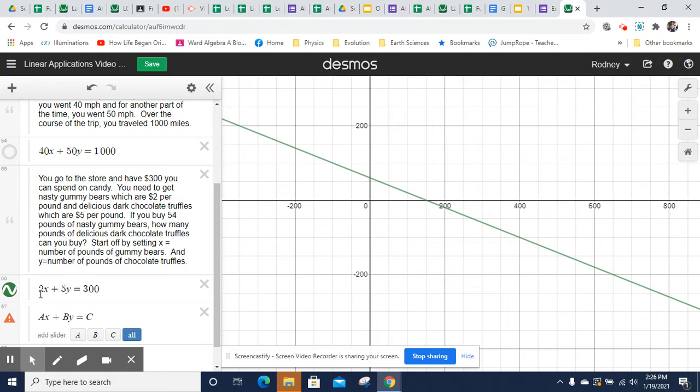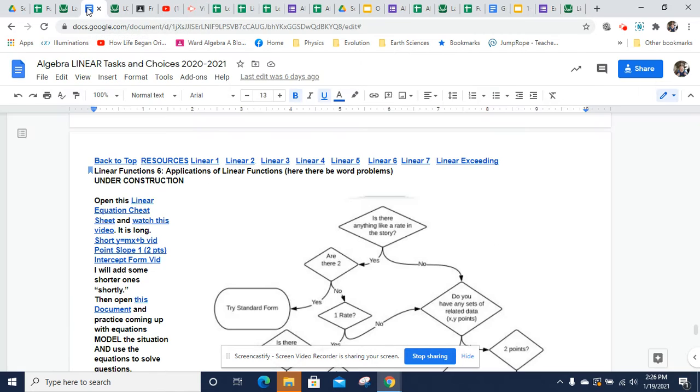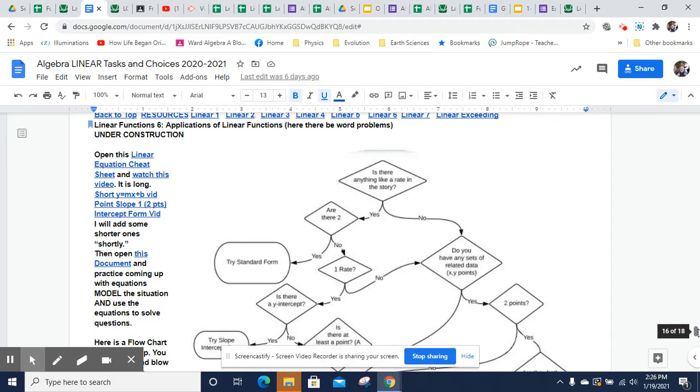So you might notice we have two rates in this situation here. I'm going to take you over to this nice little flow chart that I created. This was developed by students with me in a previous year. So is there anything like a rate in the story? Well, $2 per pound, $5 per pound, those are rates. Okay, so yes, then we say, are there two rates? Well, yes, there are. There's two different rates. So let's try standard form. So the flow chart leads you to standard form in this case.